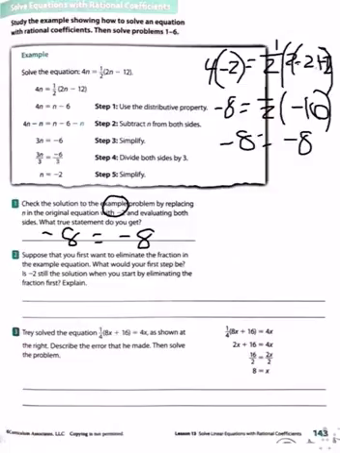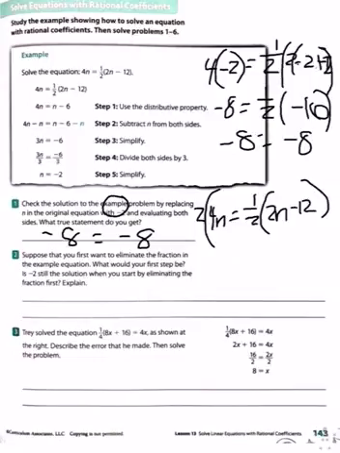Number 2, suppose that you want to eliminate the fraction in the example equation. What would your first step be? Is -2 still the solution when you start by eliminating the fraction first? Explain. In order to get rid of the fraction, you have to multiply the entire equation by the denominator. So we're going to take our denominator 2 and multiply everything. 4n equals 1/2 (2n minus 12). Multiply all parts of the equation by the denominator.